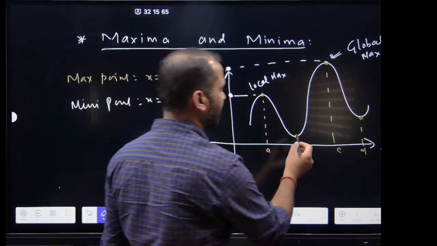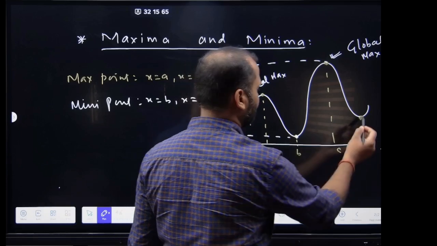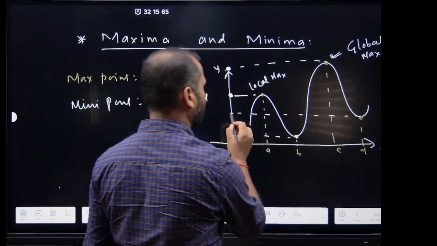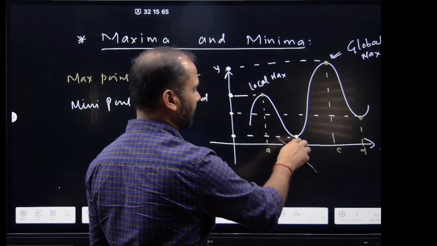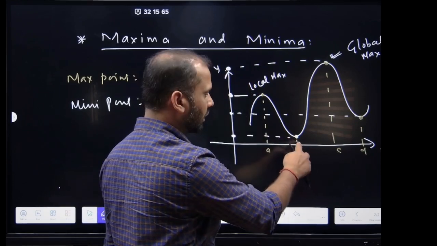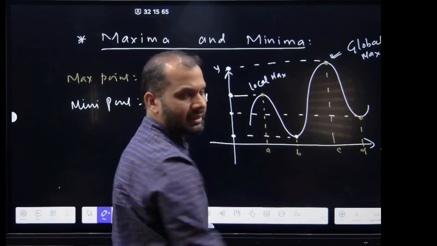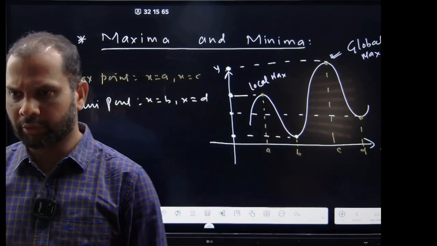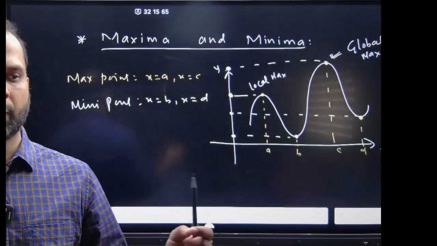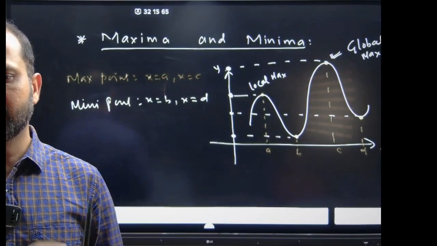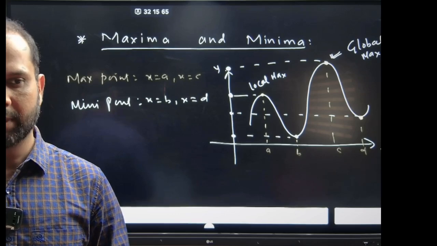Same way here, this is a minimum value, right? And this is also a minimum value, but this is the least value. So, that is called global minima, and that is called local minima. I hope you understood, right. So, out of 4 or 5, only one global maxima will be there, but 2 or 3 local minima can be there.